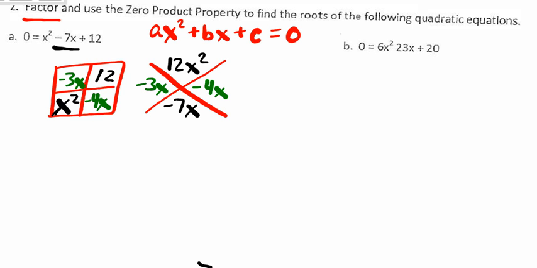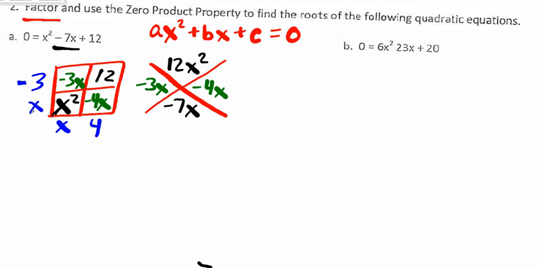Now I have to pull out my common factors. Negative 3x and positive 12 have 3 in common. X squared and negative 4x have x in common. X squared and negative 3x have x in common. Negative 4x and positive 12 have 4 in common. Now I have to check each box. X times x is x squared. 3 times x is not negative 3x, so I need to make the 3 negative. We always make the other number negative before making the variable negative. So now this column works.